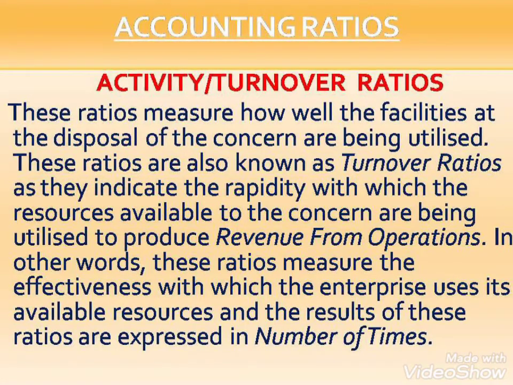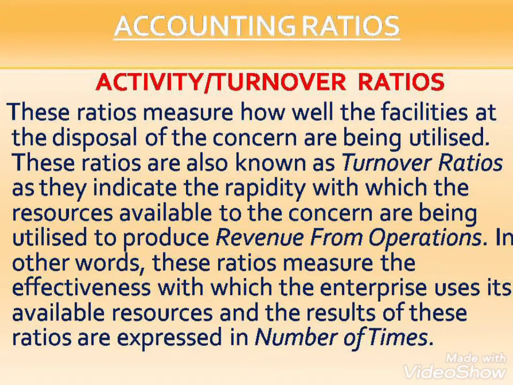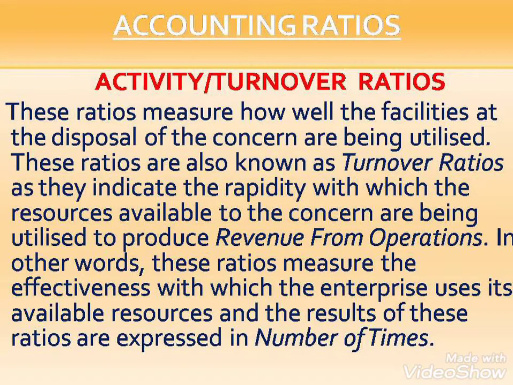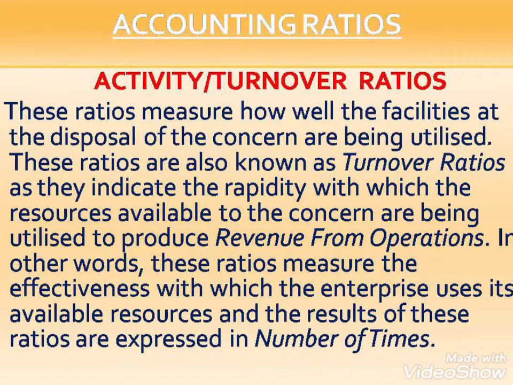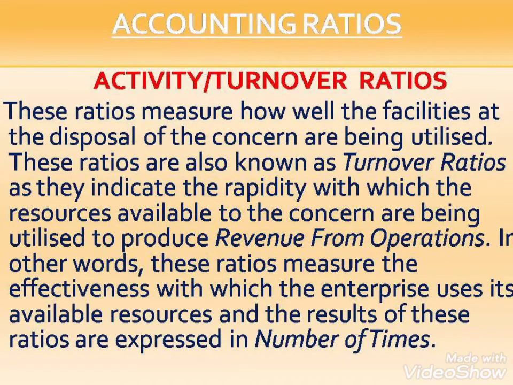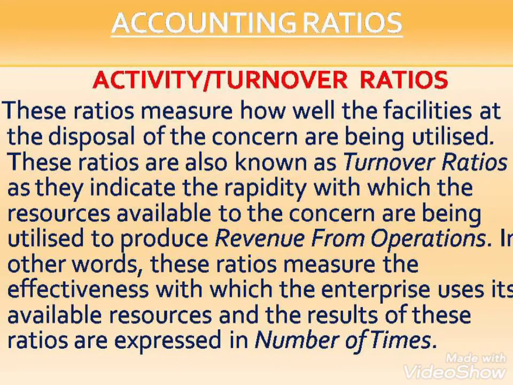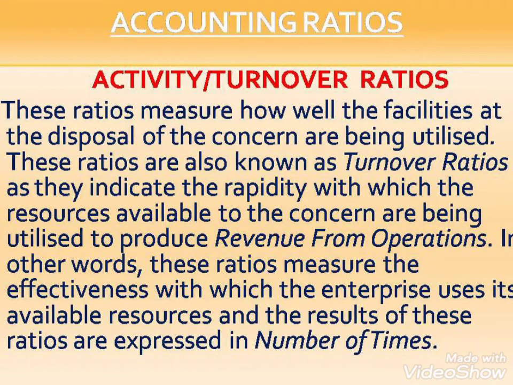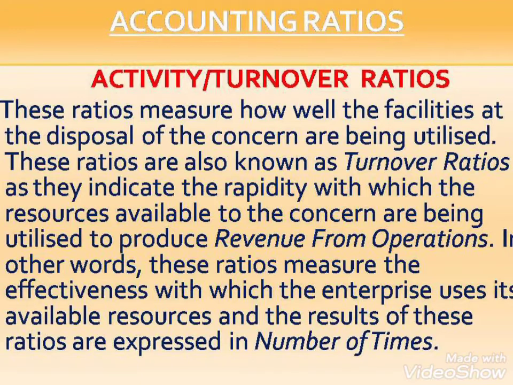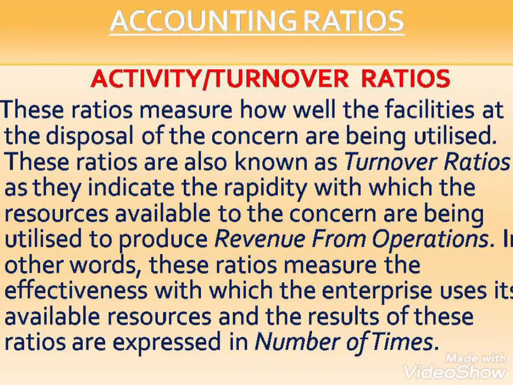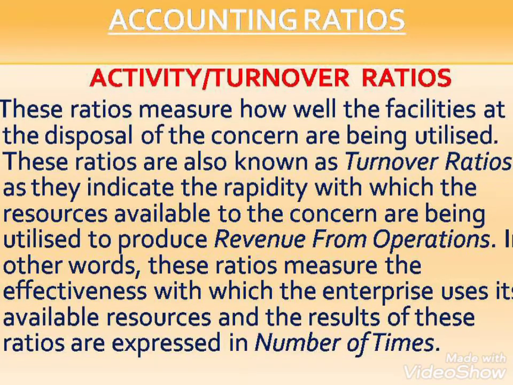Activity ratios, also known as turnover ratios, measure how well the facilities at the disposal of the concern are being utilized. These ratios are known as turnover ratios, as they indicate the rapidity with which the resources available to the concern are being utilized to produce revenue from operations. In other words, these ratios measure the effectiveness with which the enterprise uses its available resources, and the results of these ratios are expressed in number of times.